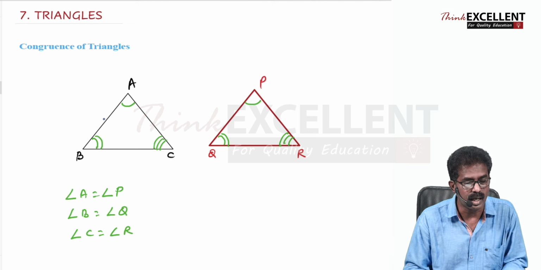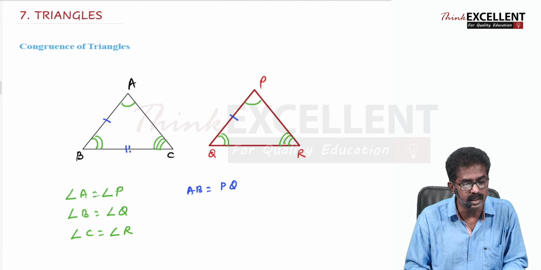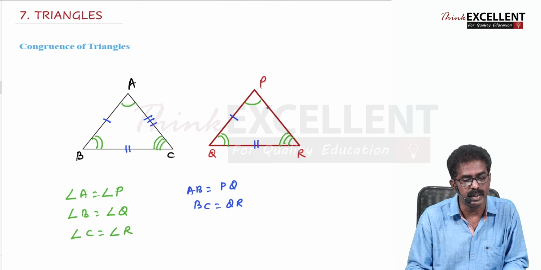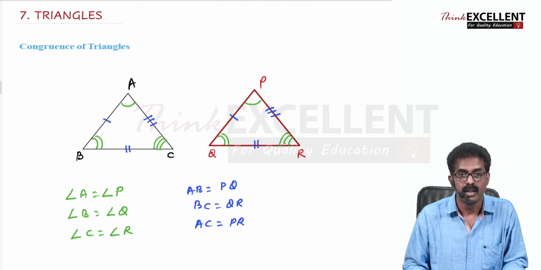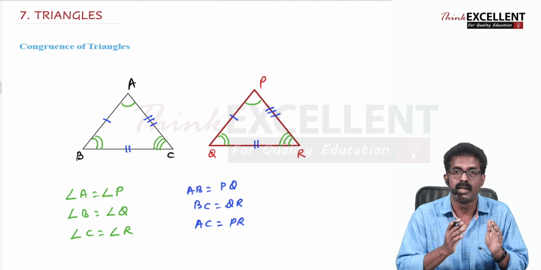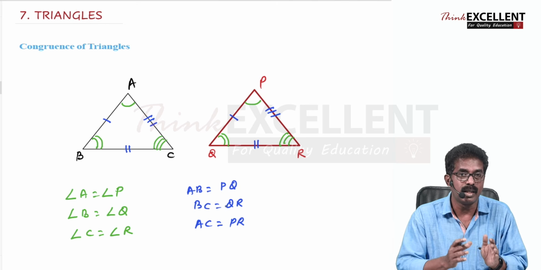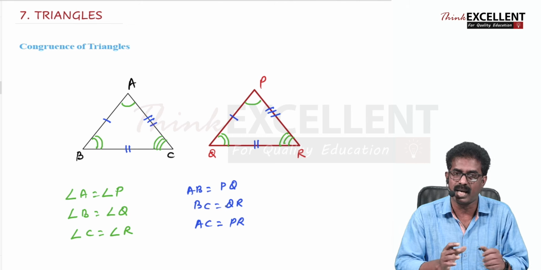Corresponding sides are equal. Side AB is equal to, what is the corresponding side in the other one? PQ, right? So AB is equal to PQ. BC equals QR. And AC is equal to PR. So if 2 triangles are congruent, what can you say? The corresponding angles are equal and the corresponding sides are also equal. It is possible only in the case of congruent triangles.